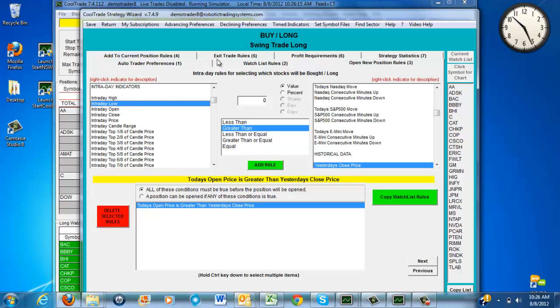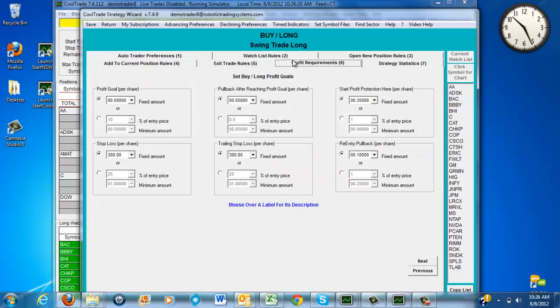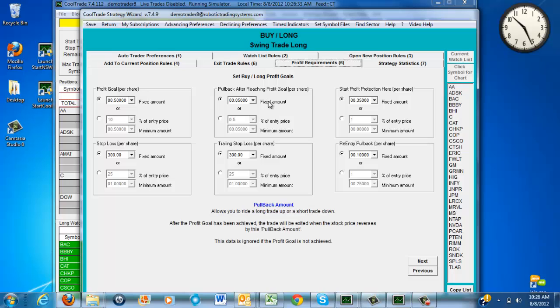Now I'm going to switch over to the profit requirements. This is kind of our bread and butter screen. We're looking for 50-cent moves on this particular strategy. Once it gets to 50, it's going to ride through the 50, and it's going to look for a 5-cent pullback. Once that occurs, the system will fire off a market order and close the position.